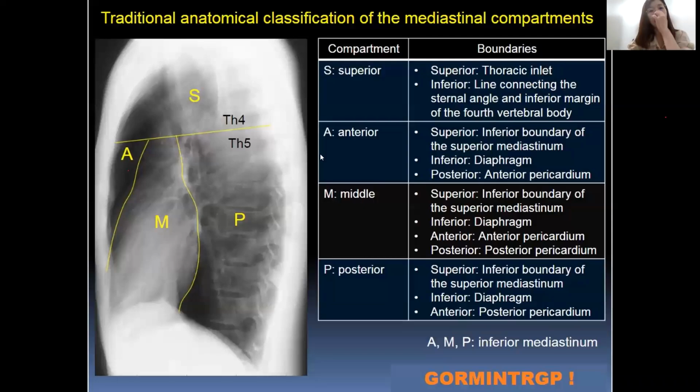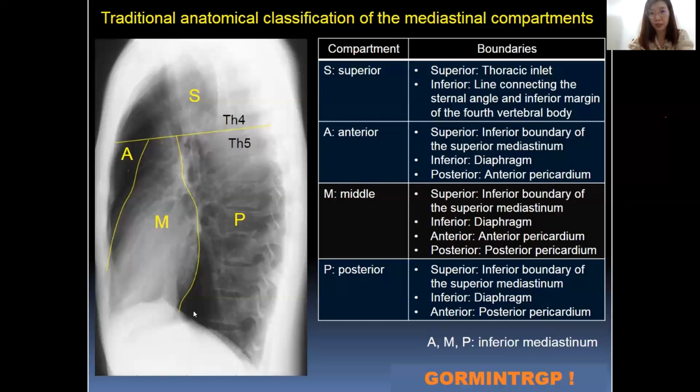Okay, now we're going to the mediastinum quickly. At the level of T4, T5, you separate the superior from the other parts of the mediastinum. Then the anterior mediastinum is anterior to the heart border, and the middle mediastinum is where the heart is.